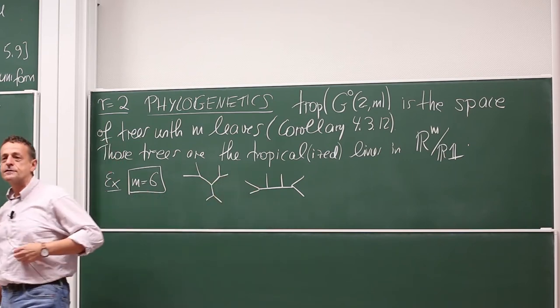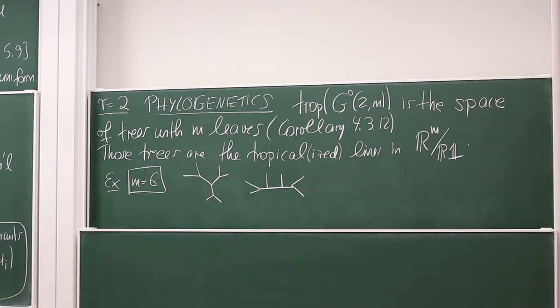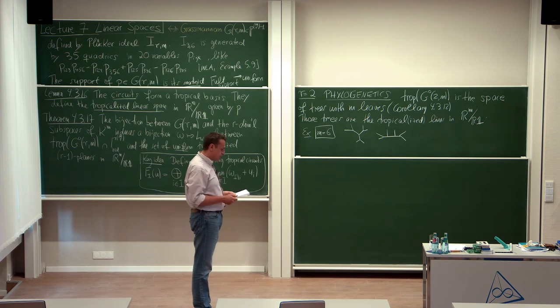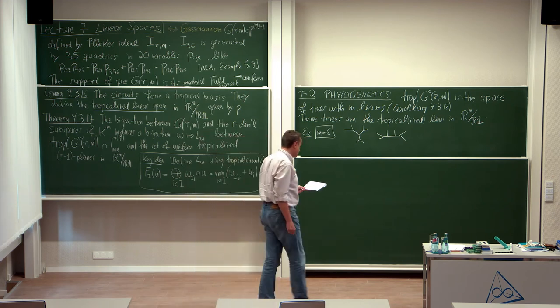In higher dimensions, there are more and more of these types. And together with the labeling and the metric, they make up the space of phylogenetic trees, also known as the tropical Grassmannian G2m.